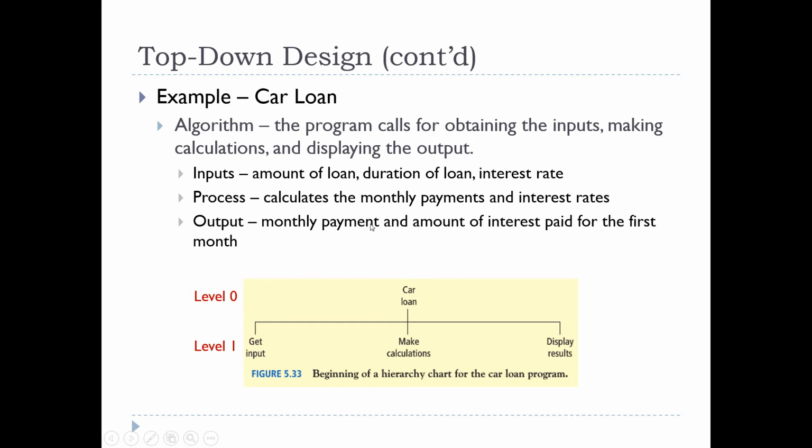So on this car loan example, we have two levels here, right? Back to this hierarchy chart here. We have the car loan application. When we start this, we're going to go to the left. We get the input, right? And then we come back out and we make the calculations. We're done with that, and then we display the results. Okay, very simple.